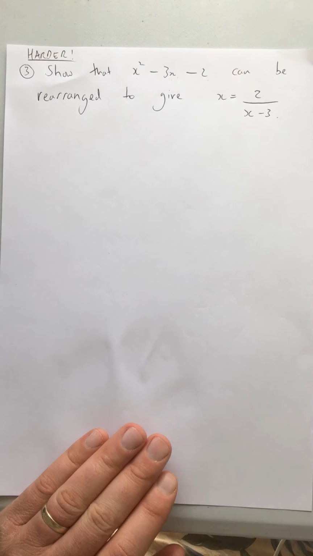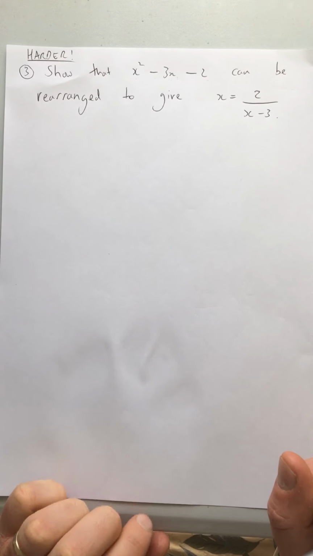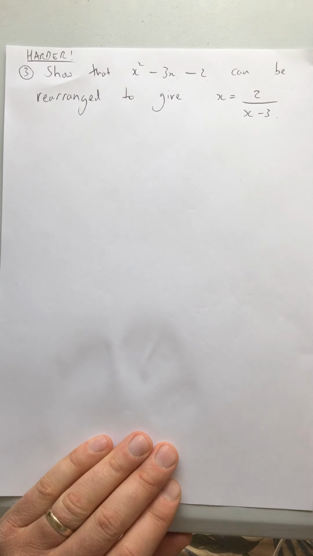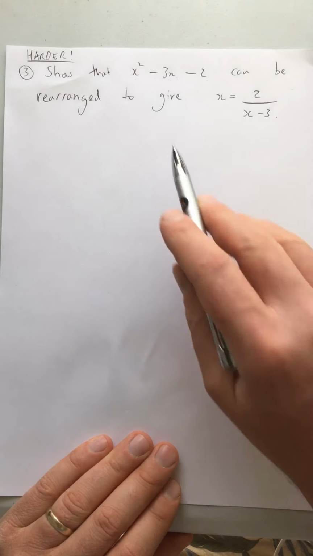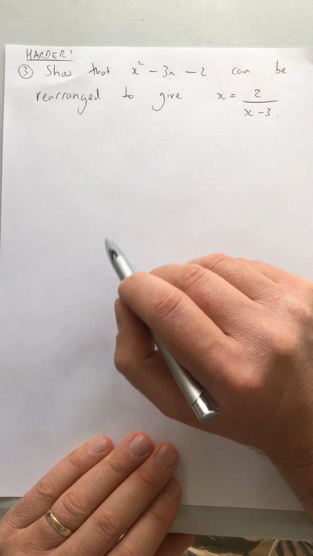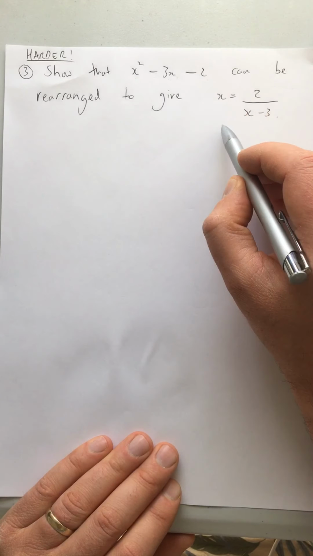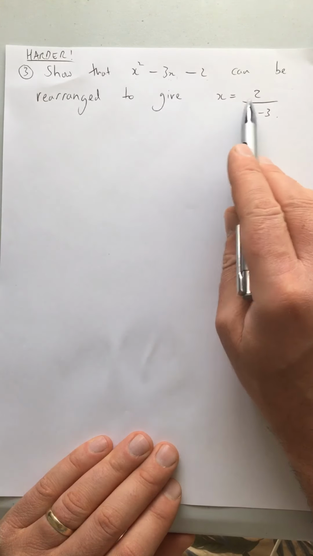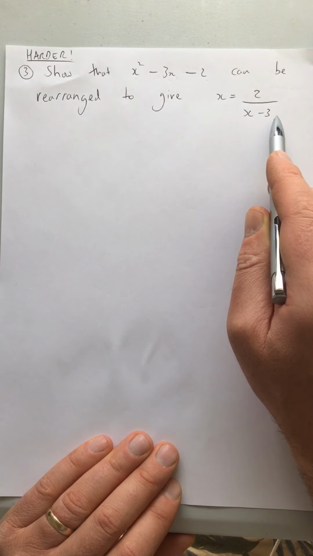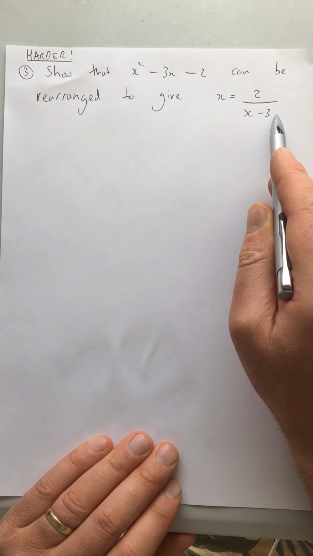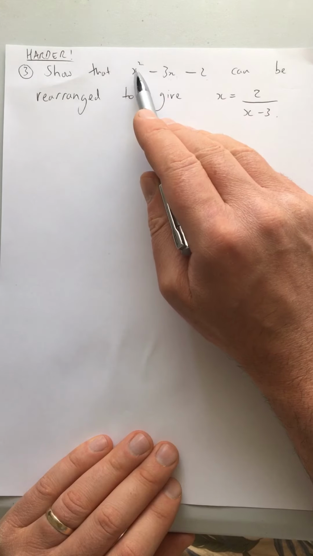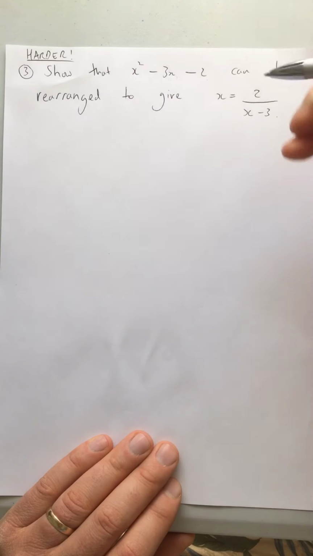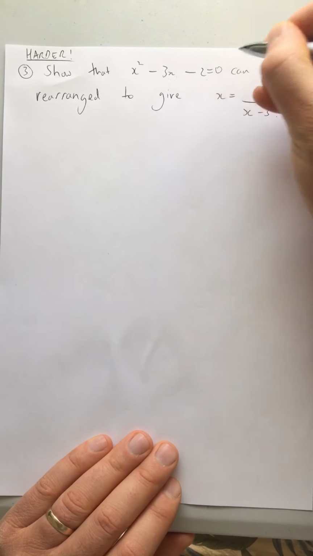Okay, the final question we're going to have a look at is a much harder type of question, and I'll illustrate the sorts of mistakes you might make for this question. So you might think, okay, it doesn't involve a square root or anything, the thing I'm rearranging it for. So I'm showing that x squared minus 3x minus 2 can be rearranged to give x equals 2 over x minus 3. Because it doesn't involve a square root, you might think it's not going to be rearranging for that x, it's going to be rearranging for this x. Sorry, there should be an equals 0 in there.